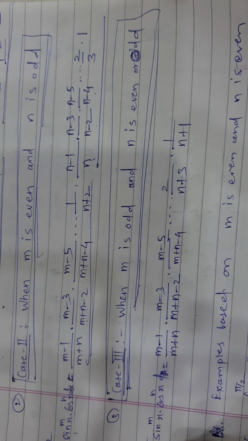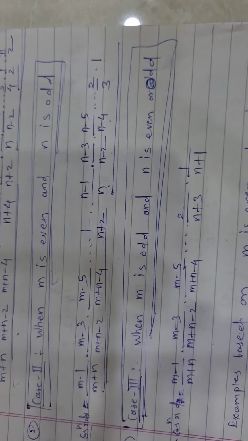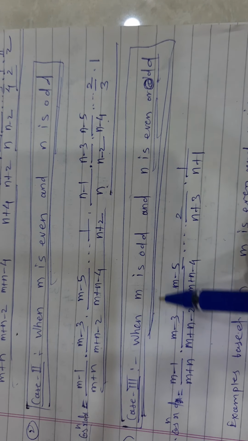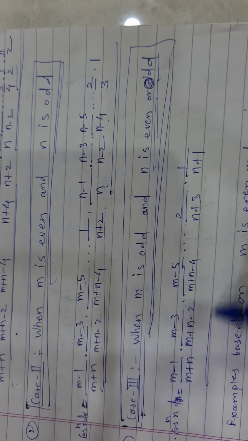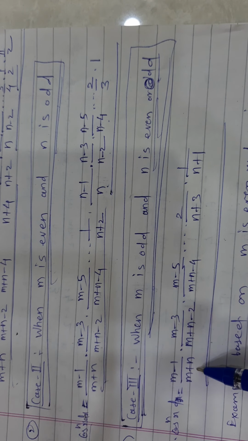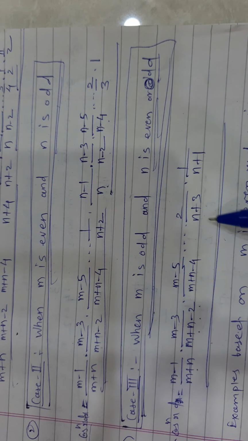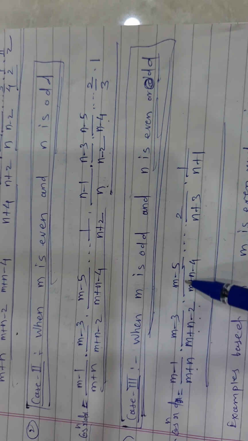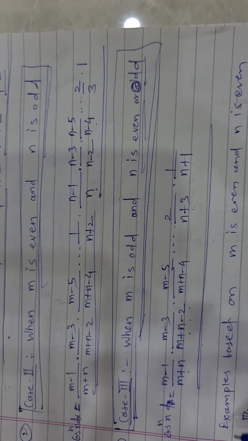Thus we have seen m is even and n is even, and m is even and n is odd. And next, if m is odd, then n is even or odd, it doesn't matter. If m is odd, then whatever n is, even or odd, there is only one formula. Okay, at the denominator m plus n, m plus n minus 2, m plus n minus 4 up to n plus 3 and n plus 1. Here m minus 1, m minus 3, m minus 5 up to 2 upon n plus 3, 1 upon n plus 1. Now let's look at examples.